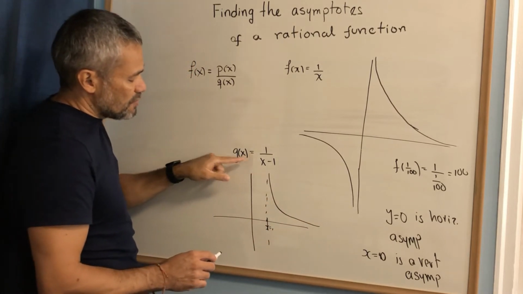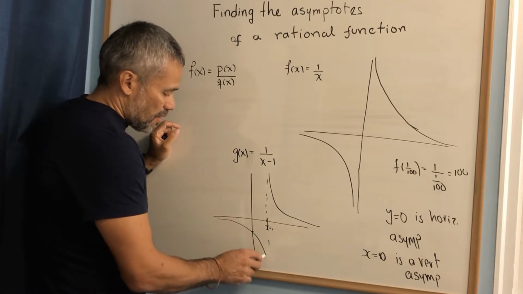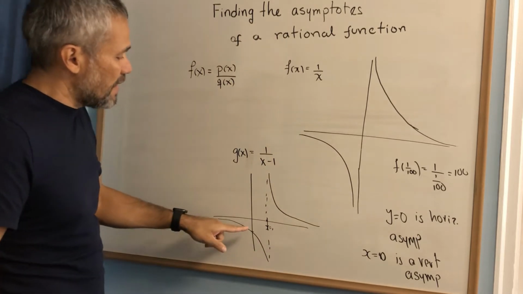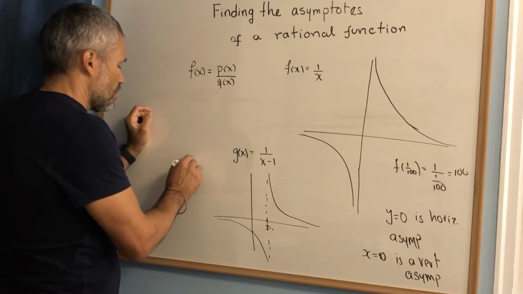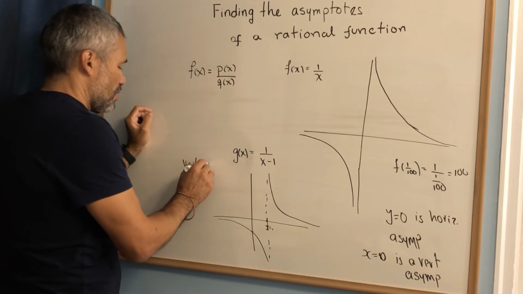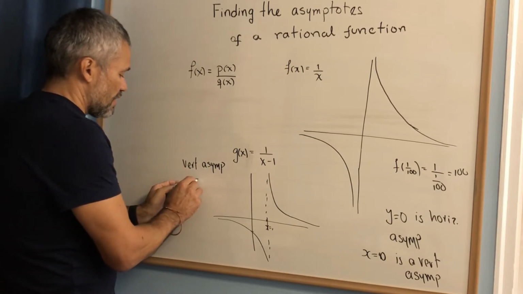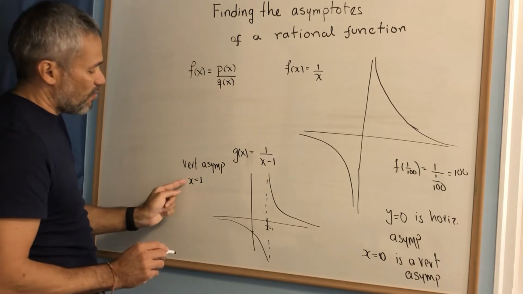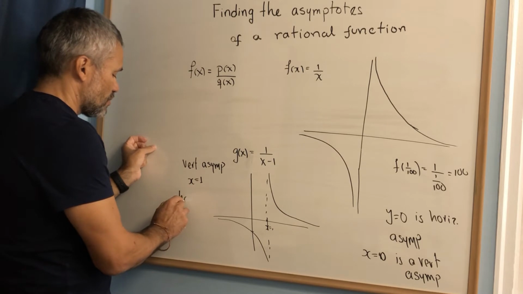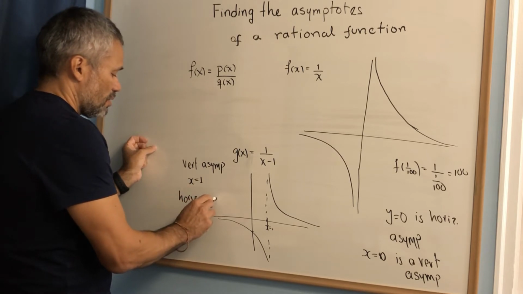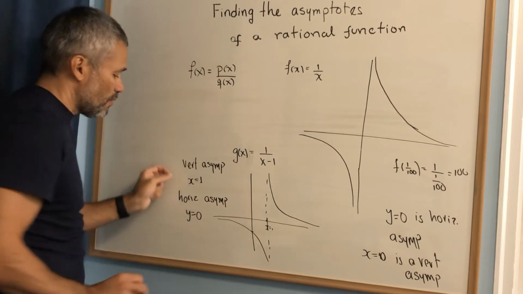Notice that g of 0 is negative 1. This is the point 0, negative 1. And it will be something like this. Then in this case, for this function, the vertical asymptote is the line x equal 1. Notice that x equal 1 is to be viewed as a vertical line. And the horizontal asymptote is the line y equals 0.